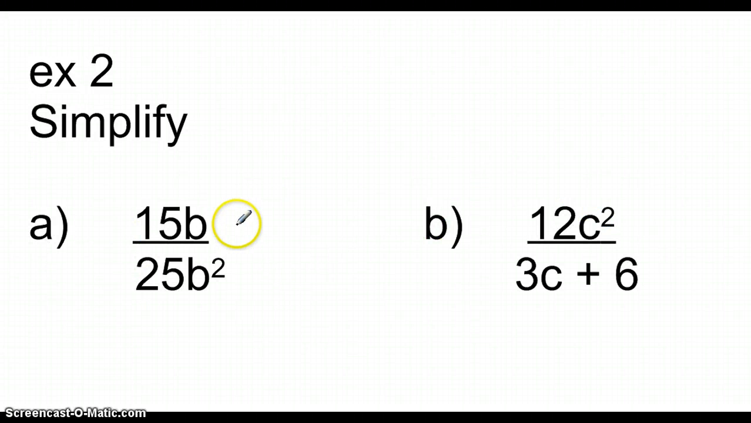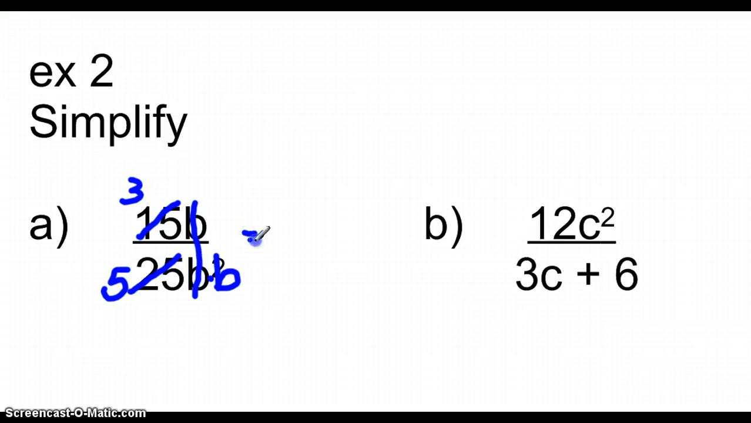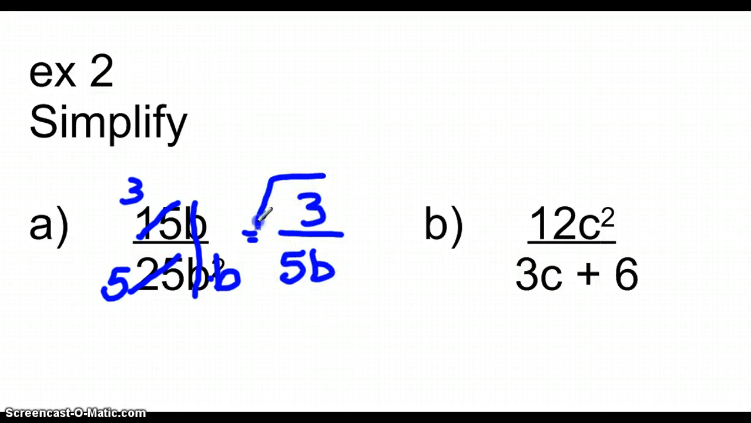So on this one, most people have no problem with the 15 and the 25 part when they're simplifying, because they'll think, okay, 5 goes into both of those. So 5 will go into 15 3 times, and 5 will go into 25 5 times. Now this is where some people have a problem. If there's a b squared there, you can almost imagine that there are two b's down here, which means that I have a pair of them that will cancel. So I'm left with a 3 in the top, and I'm left with 5b on the bottom.